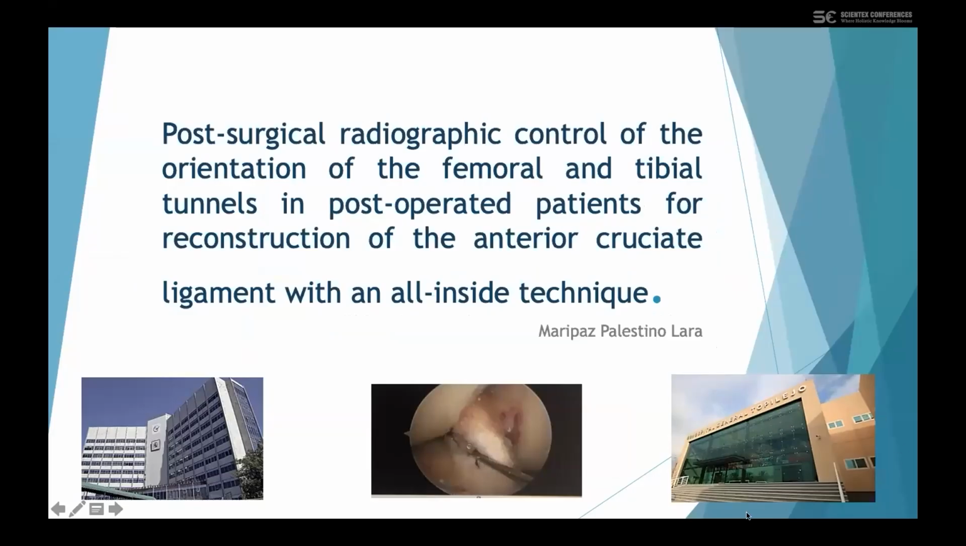Okay, hi, my name is Maripaz from Mexico City, and I want to present this work about post-surgical radiographic control of the orientation of the femoral and tibial tunnels in postoperative patients for reconstruction of the anterior cruciate ligament with all-inside technique.